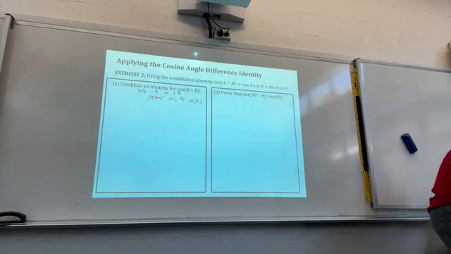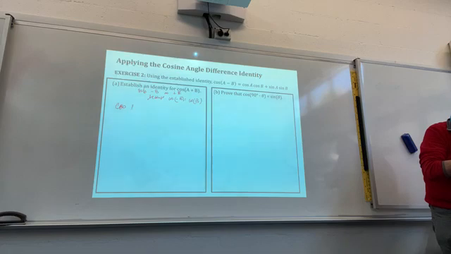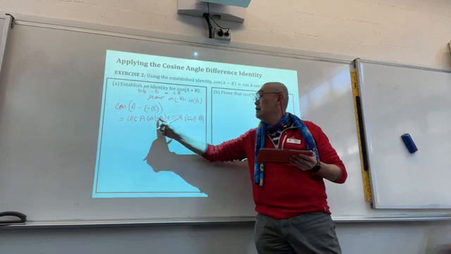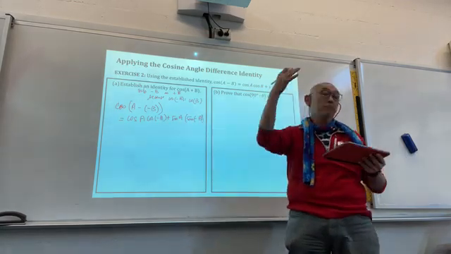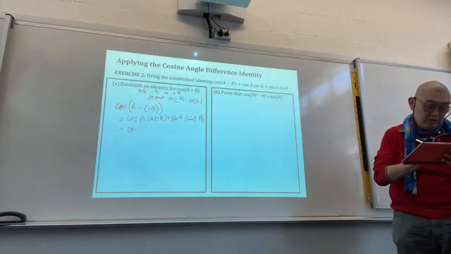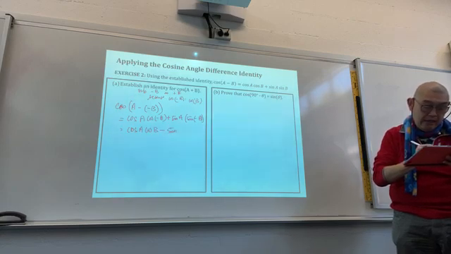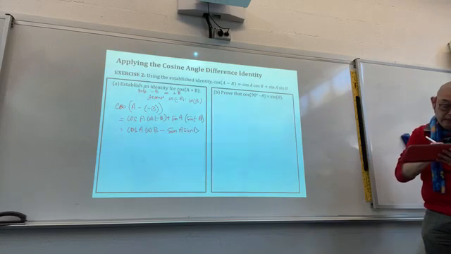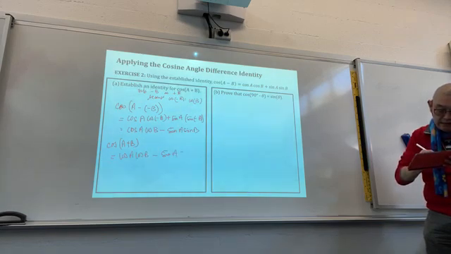So now we've got cos(A minus B) equals cos A cos minus B plus sine A sine minus B. Now, because we know that cos minus B is cos B, and sine minus B is minus sine B, we've got cos A cos B minus sine A sine B. So we can write down the next identity: cos(A plus B) equals cos A cos B minus sine A sine B.